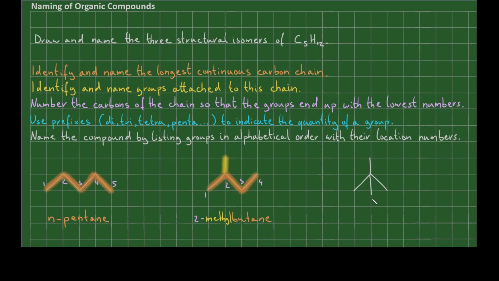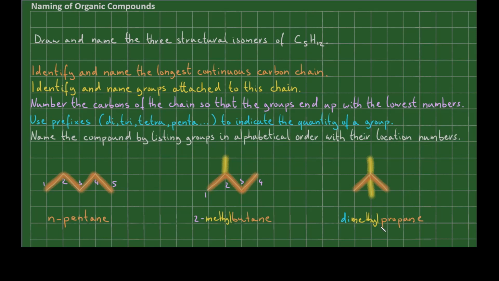What is the longest continuous chain now? It would be these 3 carbons. And I have 2 methyl groups that are not part of the longest continuous chain. So far I could say that this is a propane, because I have 3 carbons in the longest continuous chain. I can say that I have methyl groups attached to it. More precisely, I have 2 methyl groups, so it is dimethylpropane.